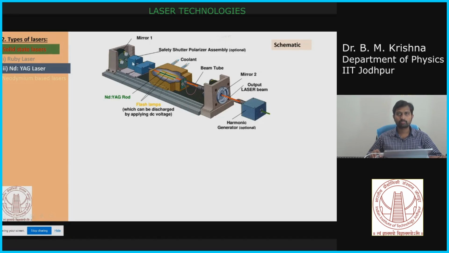Now there are other components that also play a role. For example, safety shutters, because these are high power lasers. In general in laboratories, when someone opens the door, this shutter automatically closes down, so that your laser will not come out from the output ports. This kind of design is placed for security and safety reasons.